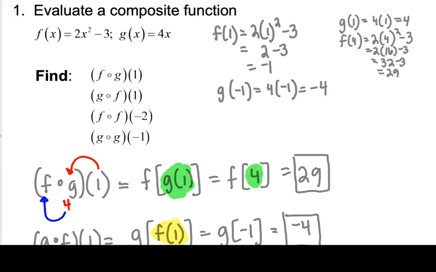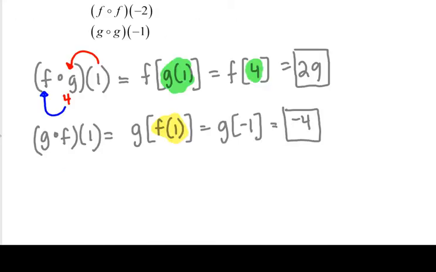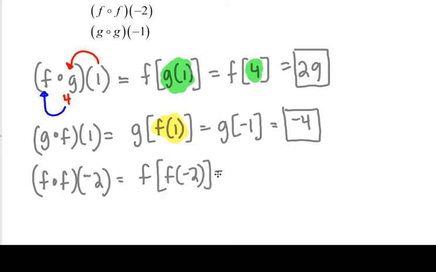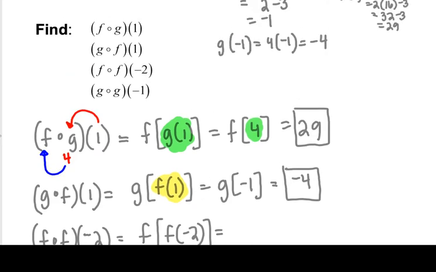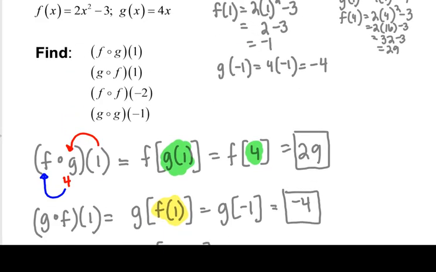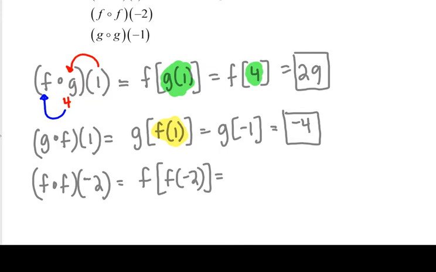And you can see that f of g of 1 is very different than g of f of 1. Okay, let's try f of negative 2. So f of negative 2. Okay, the f function is 2x squared minus 3. I'm just going to write it over here. F of x equals 2x squared minus 3.